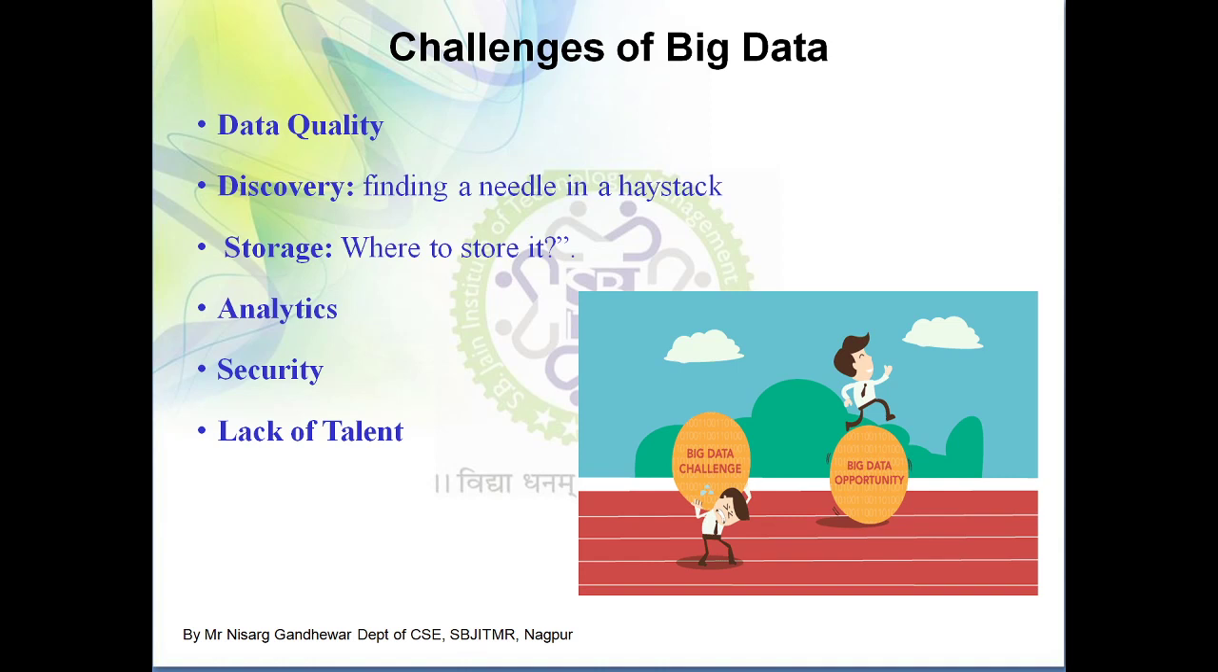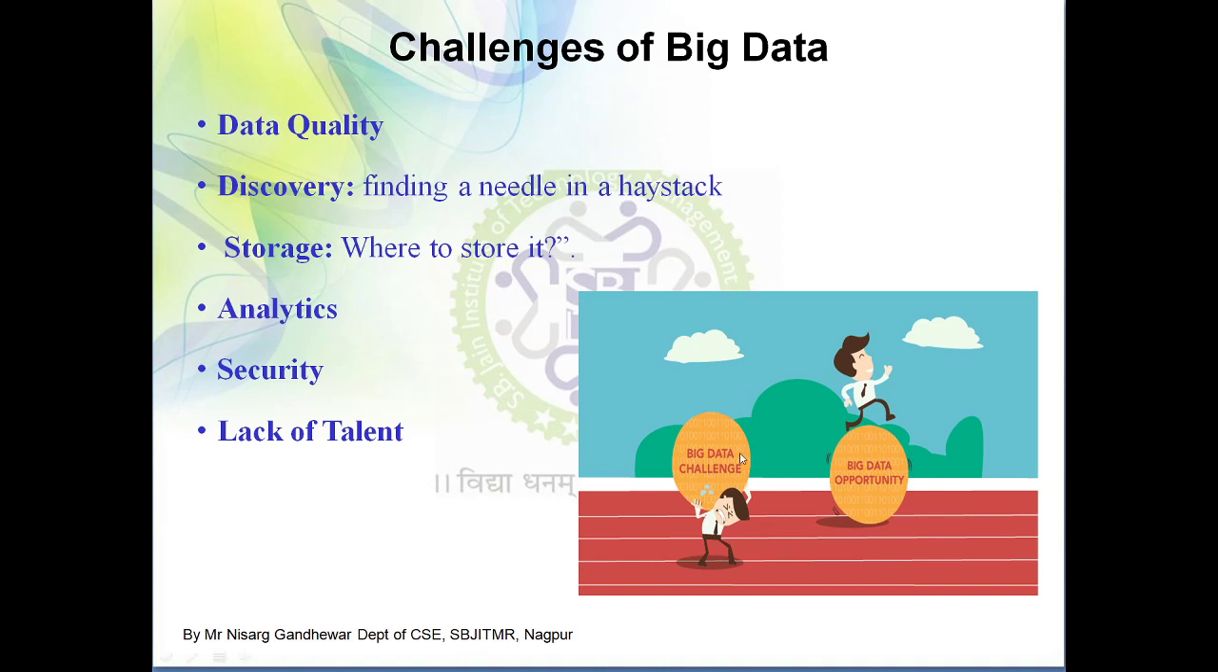Then there is lack of talent. What does lack of talent mean? We are saying that data science is booming, it's a buzzword, deep learning is there, machine learning is there, but still companies require skillful data science engineers who can work for them. So still there is scope. Though a number of software engineers and data science engineers are available, companies feel they still require skillful data science engineers who can do the analysis for them. So these are the various challenges involved in big data.